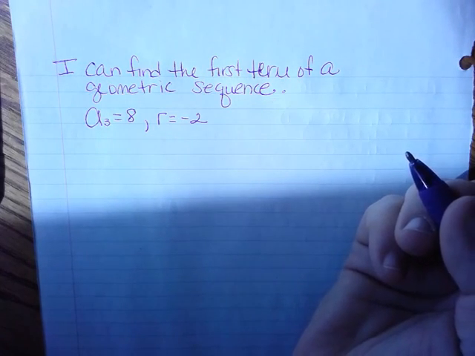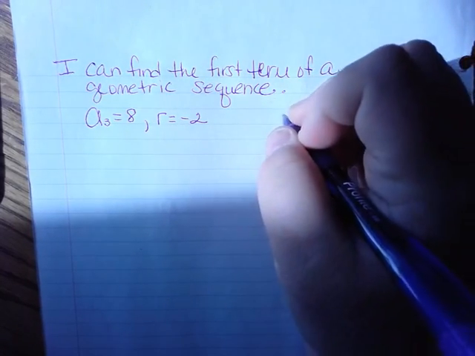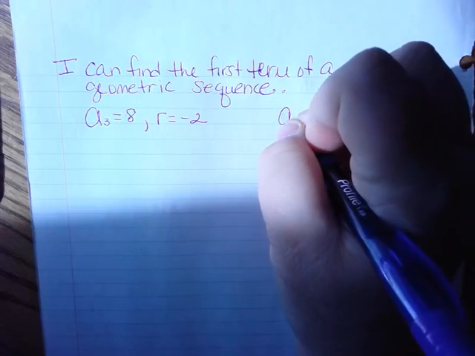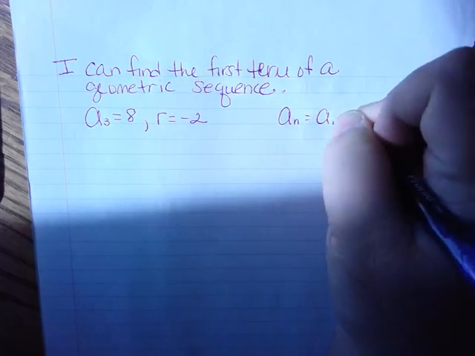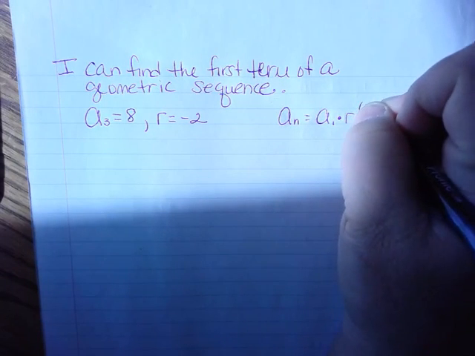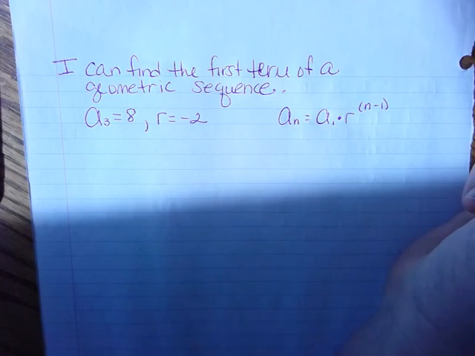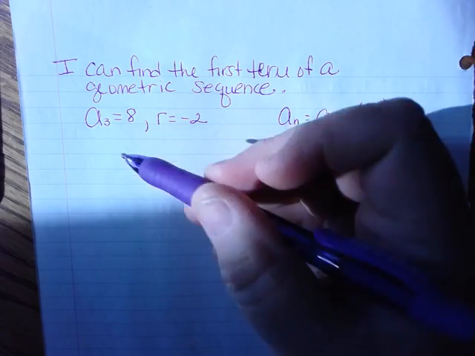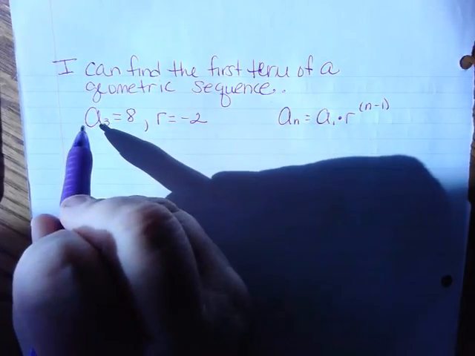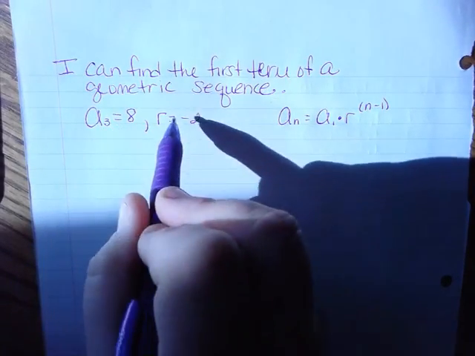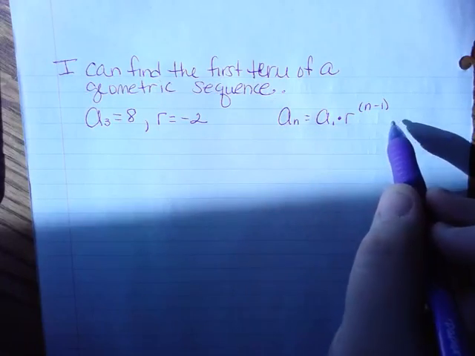We are going to use the formula for geometric sequences, which is a sub n is equal to a sub 1 times r raised to the n minus 1. For this first example, we're given an a sub n and we're given an r. So we're going to substitute our a sub 3 and our r into the formula.